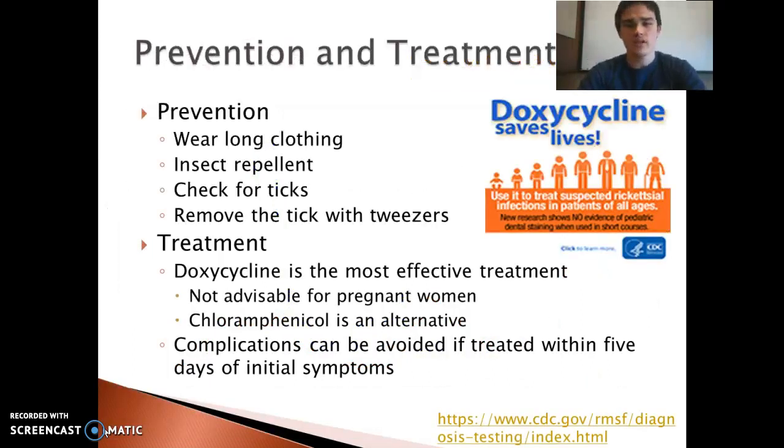So prevention and treatment. The main way to treat Rocky Mountain Spotted Fever is through the antibiotic doxycycline. However, this antibiotic is not recommended for pregnant women or people who have an allergic reaction to this type of antibiotic, which is why the other antibiotic, chloramphenicol, is an alternative. And it also says right below there, complications can be avoided if treated within 5 days of the initial symptoms.